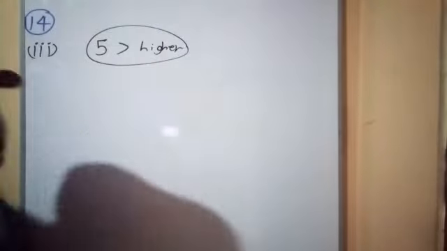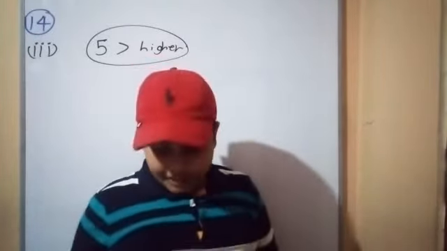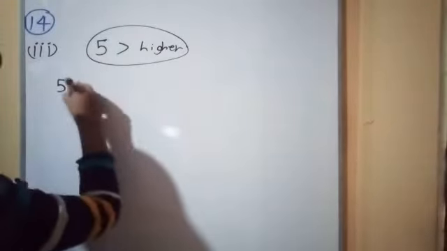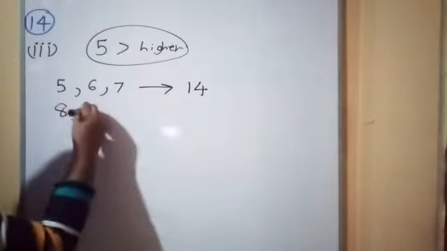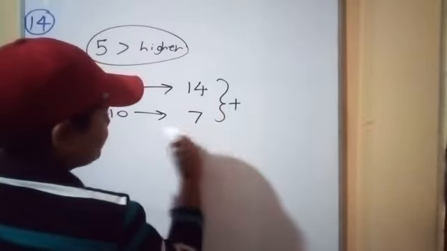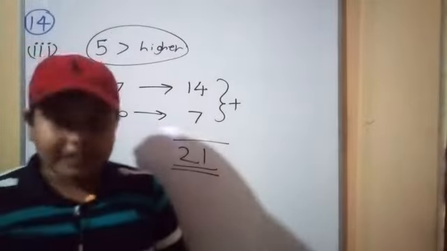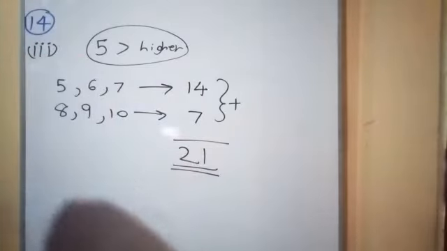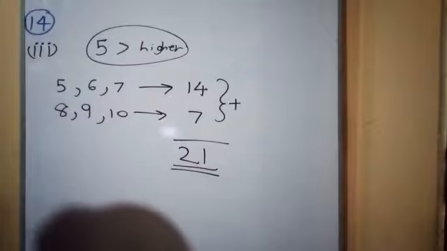Now you know 5, 6, 7 is 14 students. 8, 9, 10 is 7 students. So 5, 6, 7 marks get 14, 8, 9, 10 get 7, and both answer is 21. Yes, 21 students obtain 5 and higher. Okay, that is the third one.